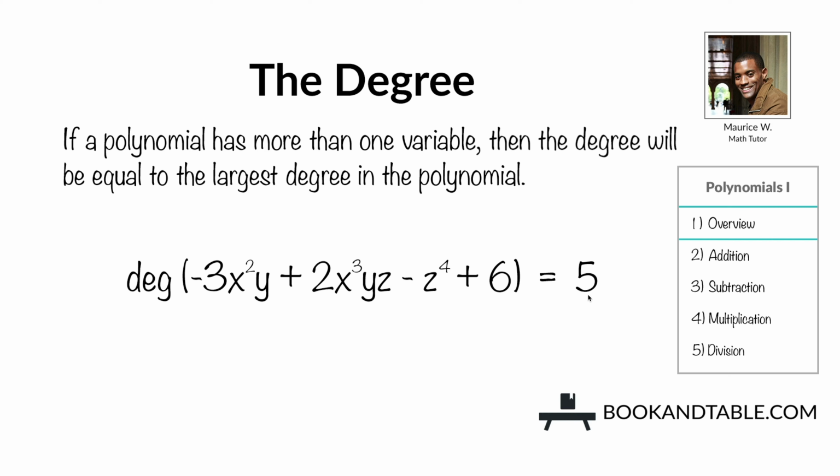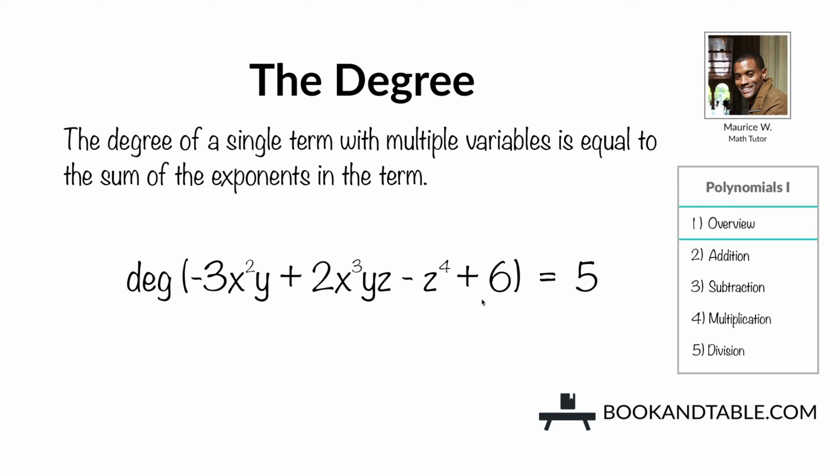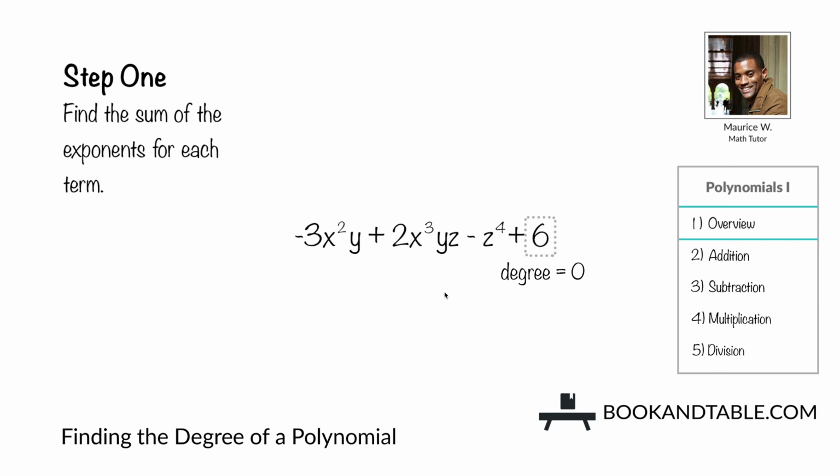But how do we find the degree since we have 1, 2, 3 variables throughout this polynomial? Well, the degree of a single term with multiple variables is equal to the sum of the exponents in the term. So let's look at this step by step.